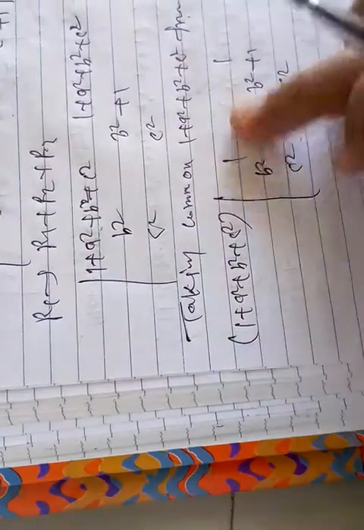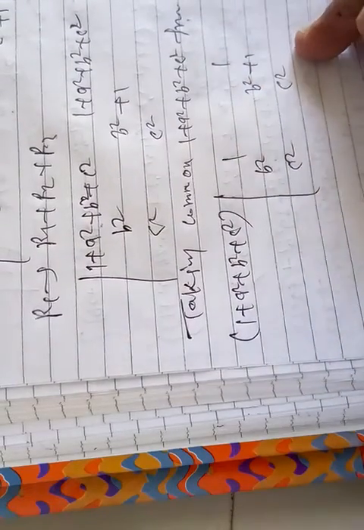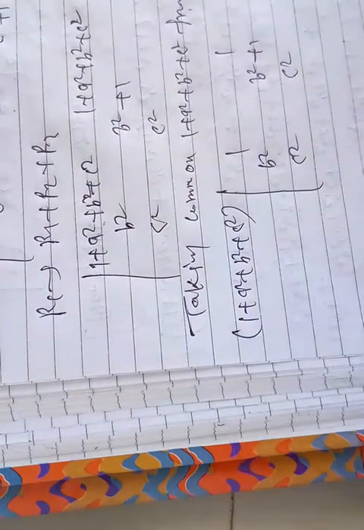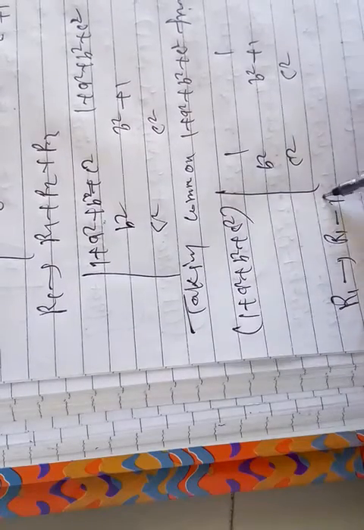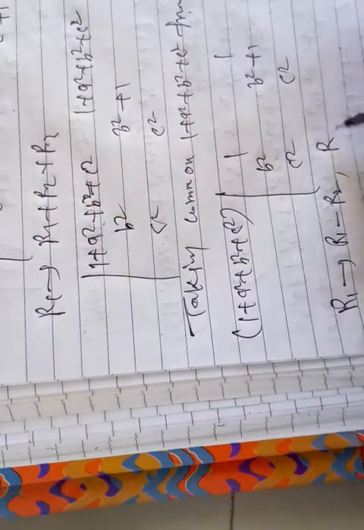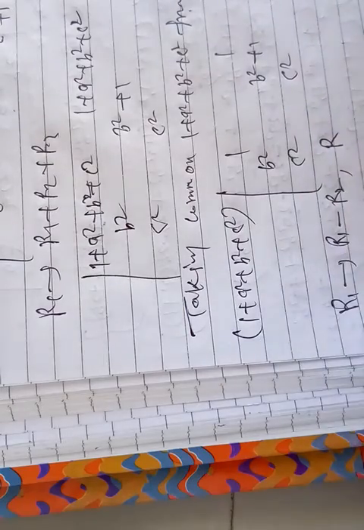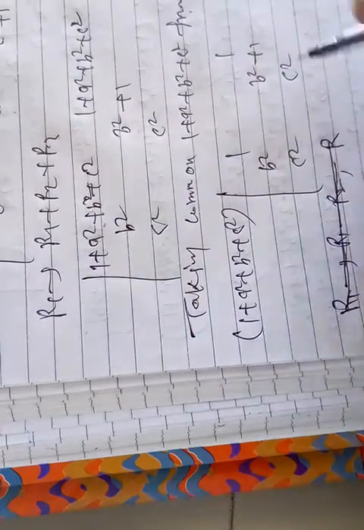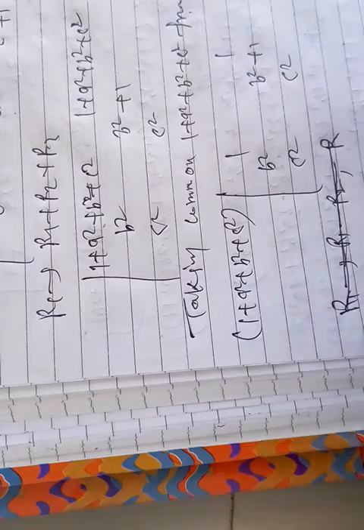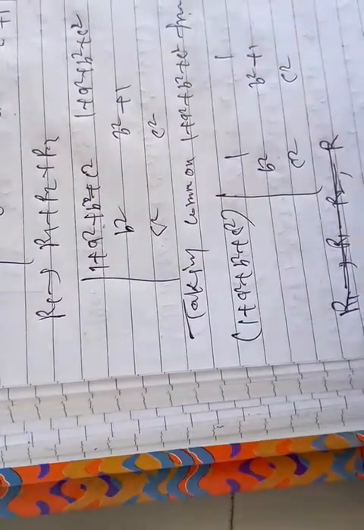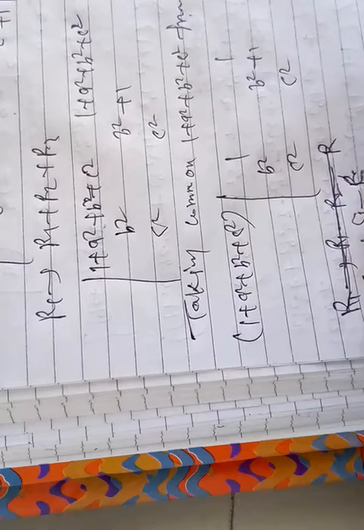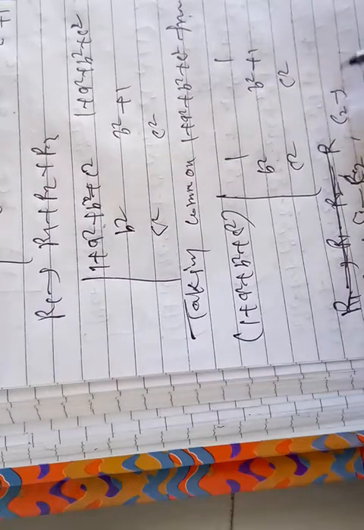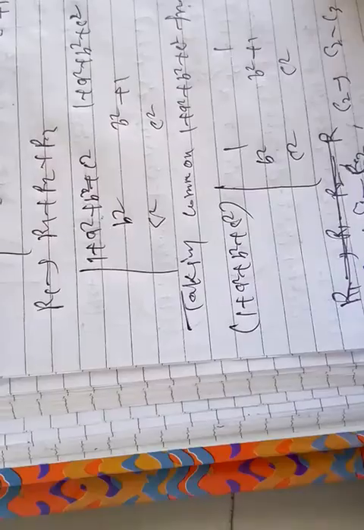Again, very simple. The 1 is already changed in the R1, so R1 minus R2, R2 minus R3. So C1 tends to C1 minus C2, and C2 tends to C2 minus C3. Okay, this minus this, this minus this.